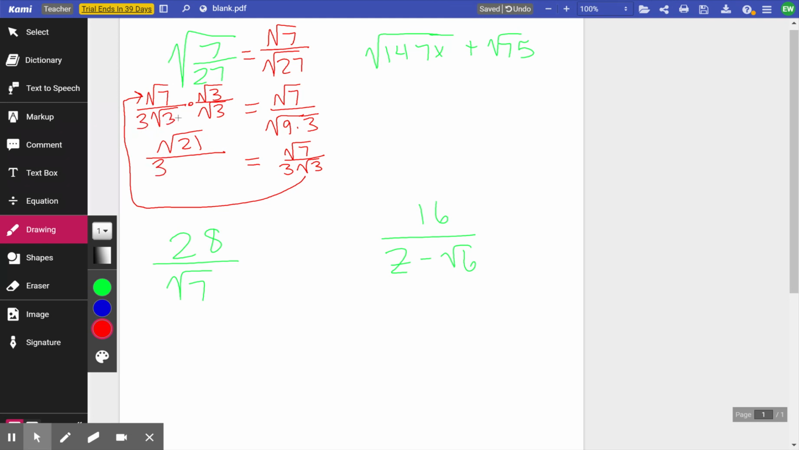Now the square root of 3 times the square root of 3 is the square root of 9, which is simply 3. So my final answer here is square root of 21 over 9. We have accomplished eliminating the square root in the denominator.